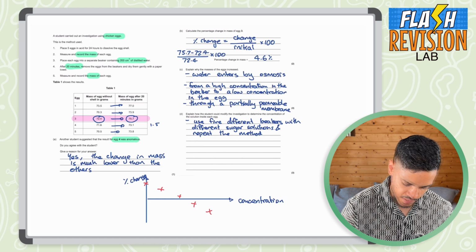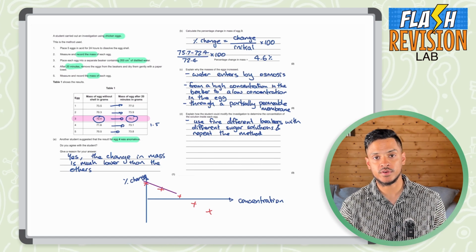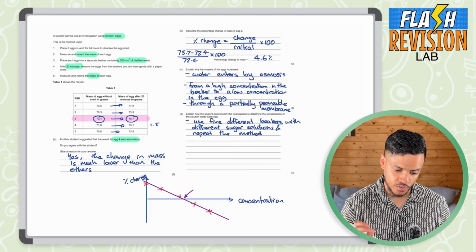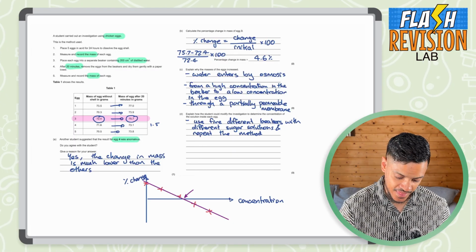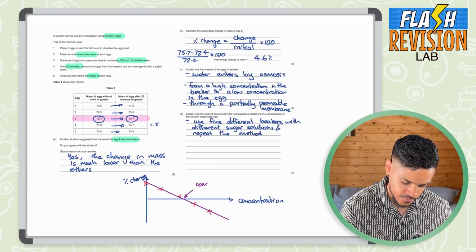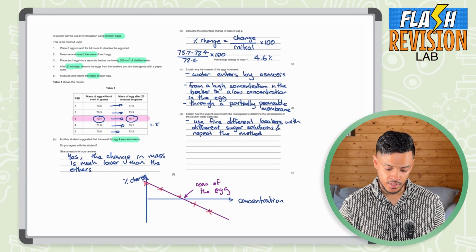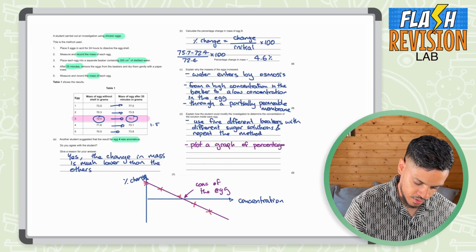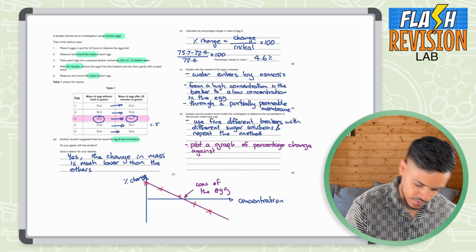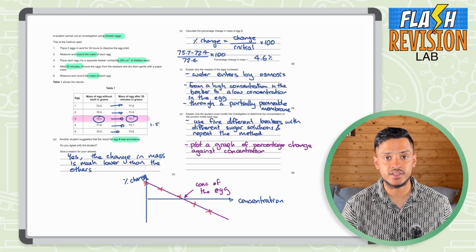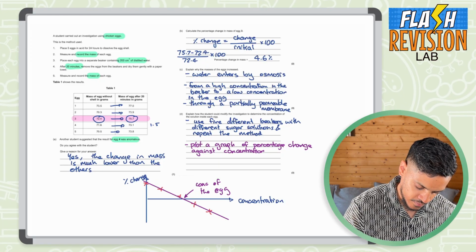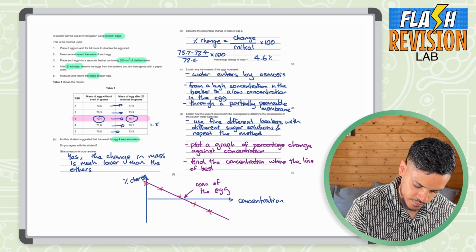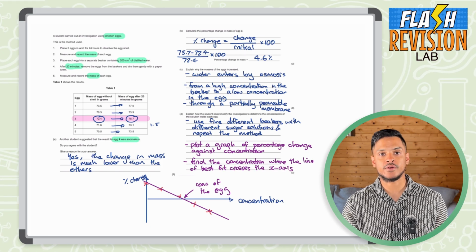So you'd get a ruler and you draw a line of best fit from all your points. And this point here, where the line of best fit crosses the x-axis, that is the concentration of the egg. That's how you work it out. So we just need to explain this in words for 2 more marks. So we'll say plot a graph of percentage change against concentration. That's our second mark. And then third mark, find the concentration where the line of best fit crosses the x-axis. And there we have it, 3 marks.